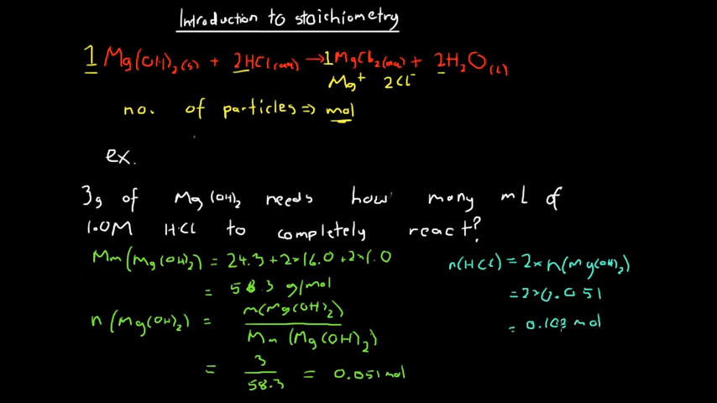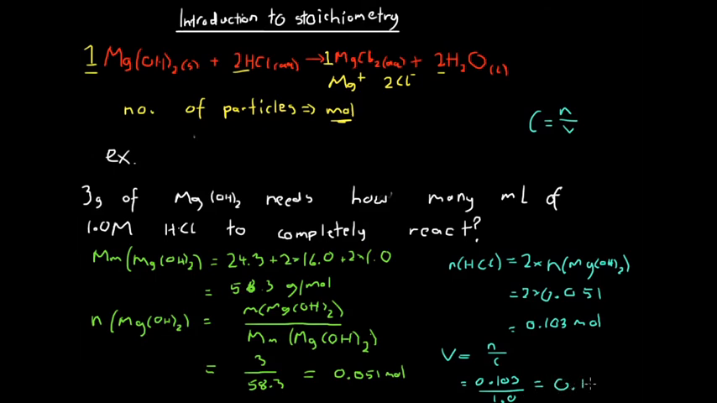Okay, and now we need to figure out what that means in terms of how many milliliters of 1 molar hydrochloric acid we need to completely react. So we know up here we remember our equation C equals n over V. We rearrange that. This time we're trying to find the volume, so we rearrange that to give V equals n over C. We know that n is equal to 0.103, and the concentration is equal to 1.0. So it comes out that the volume is 0.103 liters.